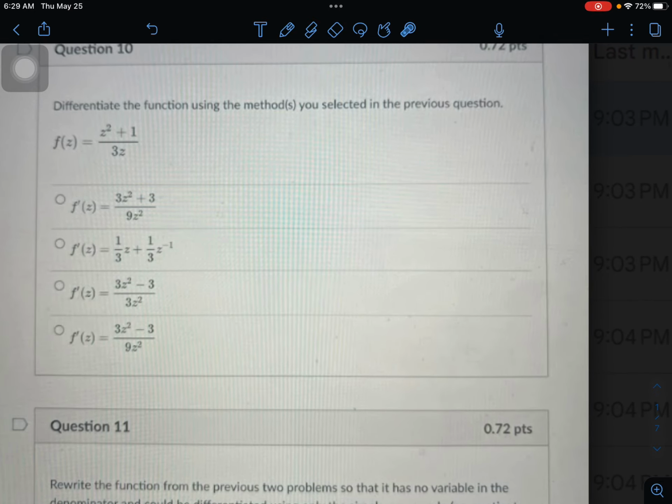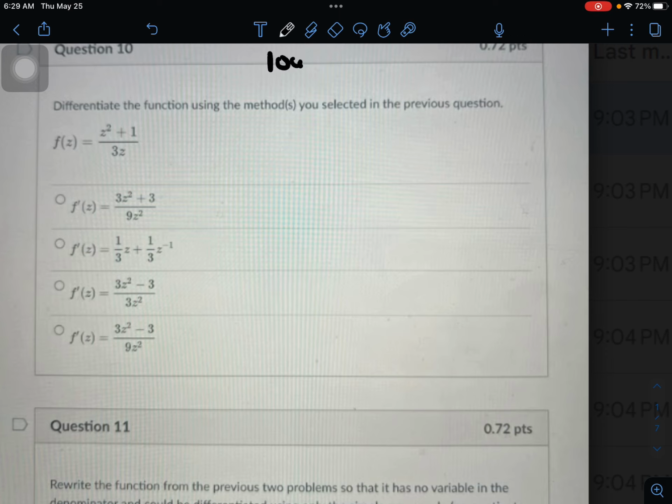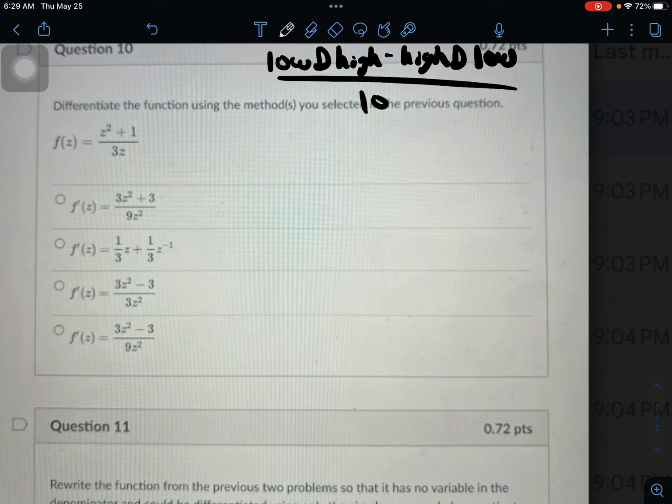Okay, and now we actually got to take the derivative of that, and we're going to use the quotient rule. So we are going to go low d high minus high d low all over low squared. That is your quotient rule. Now let's just go through it. Low, it's your bottom. It's going to be 3z. And then we're going to have d high. That's the derivative of your top. Remember, derivative of a number, this number right here, that's just 0. So we can ignore it.